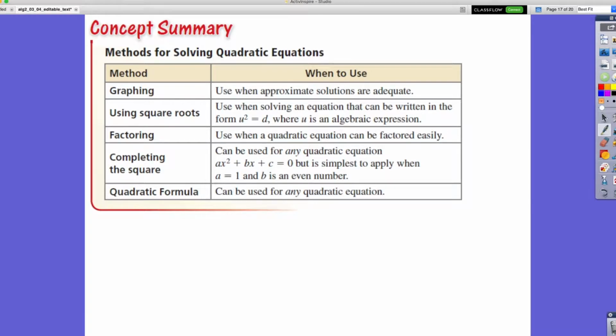Last part of this is going to be a summary. This is in your book, super important. There are so many different ways to solve quadratic equations. You could graph it, we've done that. You can use square roots, we've done that. My favorite F word, you can do factoring. You can do completing the square, which we just covered. And then for today, the quadratic formula.